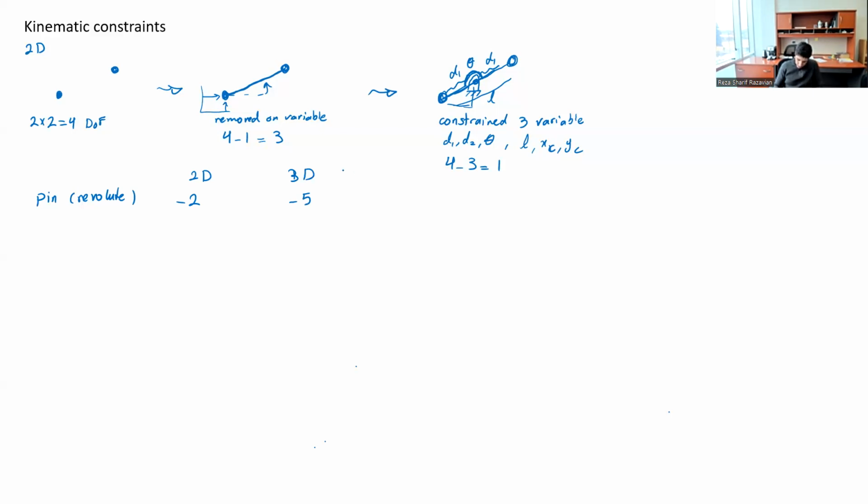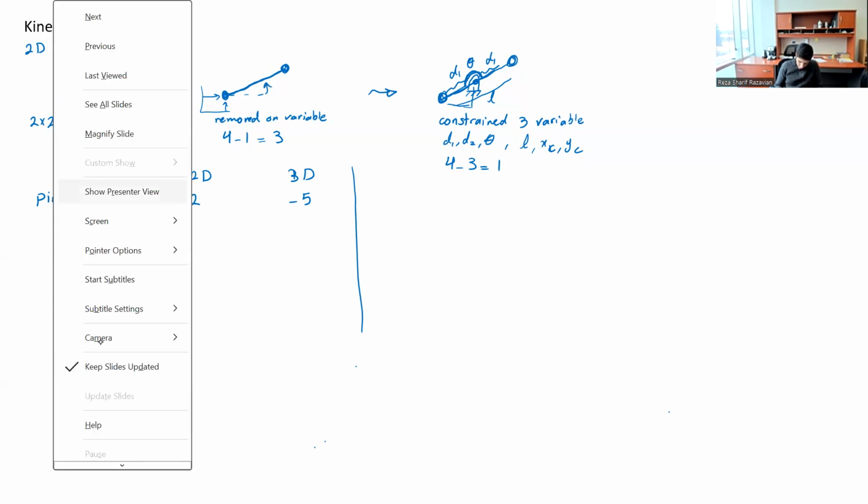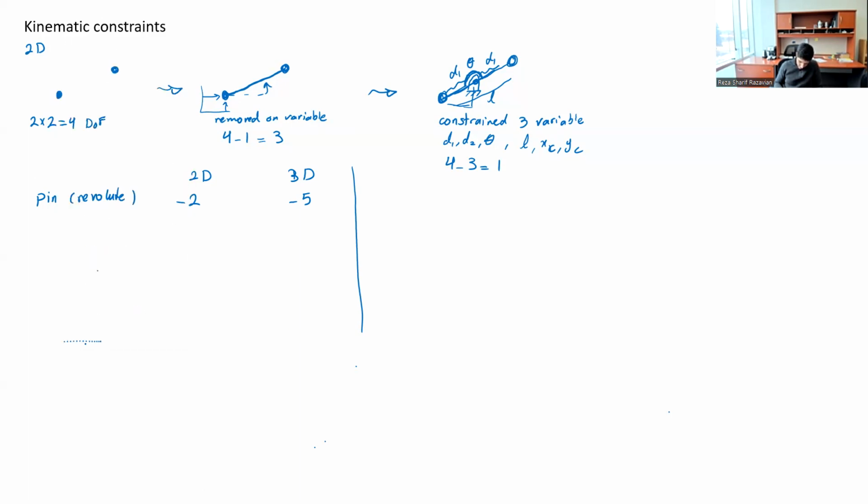So a pin joint in general is a, let me put it there, a joint that removes degrees of freedom. It only allows 1 degree of freedom in the system.